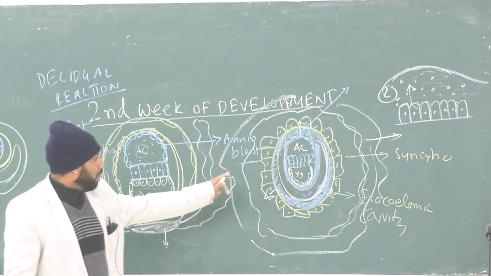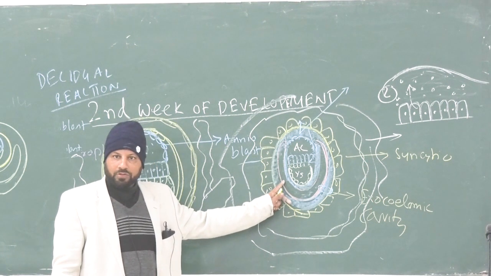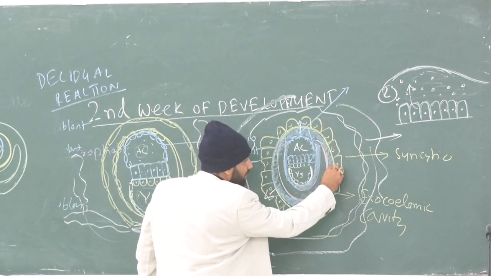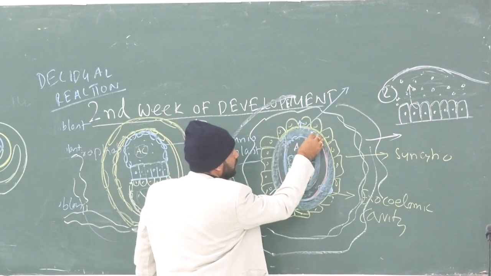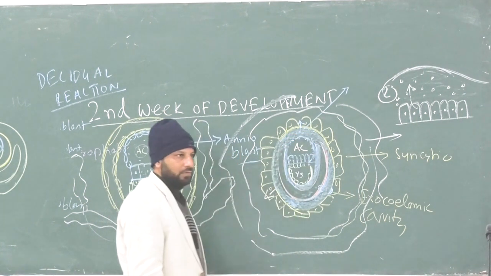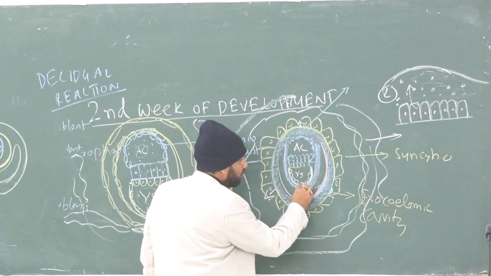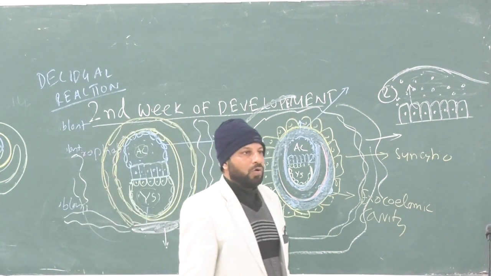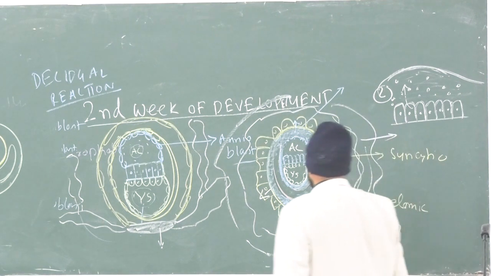এক্সট্রা এমব্রায়োনিক সিলম divides or separates the extra embryonic mesoderm into two layers. One layer lines the inside of the cytotrophoblast along with the amniotic sac. আরেকটা করলো outside of the yolk sac. This is called visceral layer or splanchnopleuric layer of extra embryonic mesoderm.